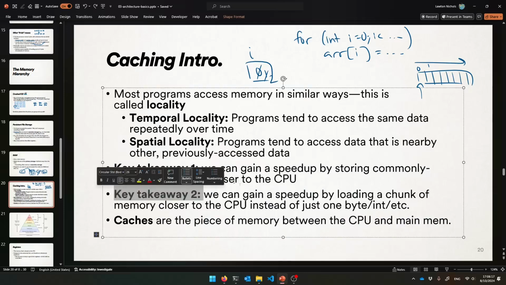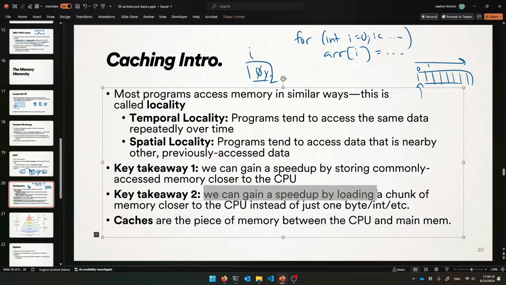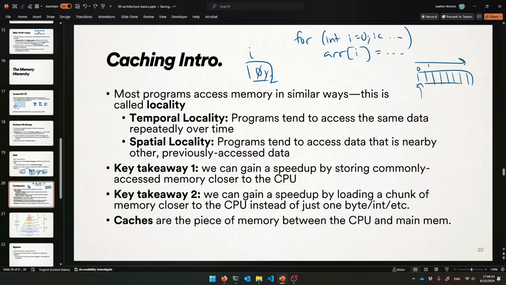Key takeaway 2, we can also get a speed up by not just loading r of 0 into a register or saving it closer in this place called the cache. We can gain a speed up by loading a chunk of memory closer to the CPU and instead of just 1 byte, instead of just this int 4-byte thing, let's load a chunk of memory closer to the CPU because we know we're going to come to these guys later. That's pretty nice, isn't it? So yeah, caches, for example, load that chunk.